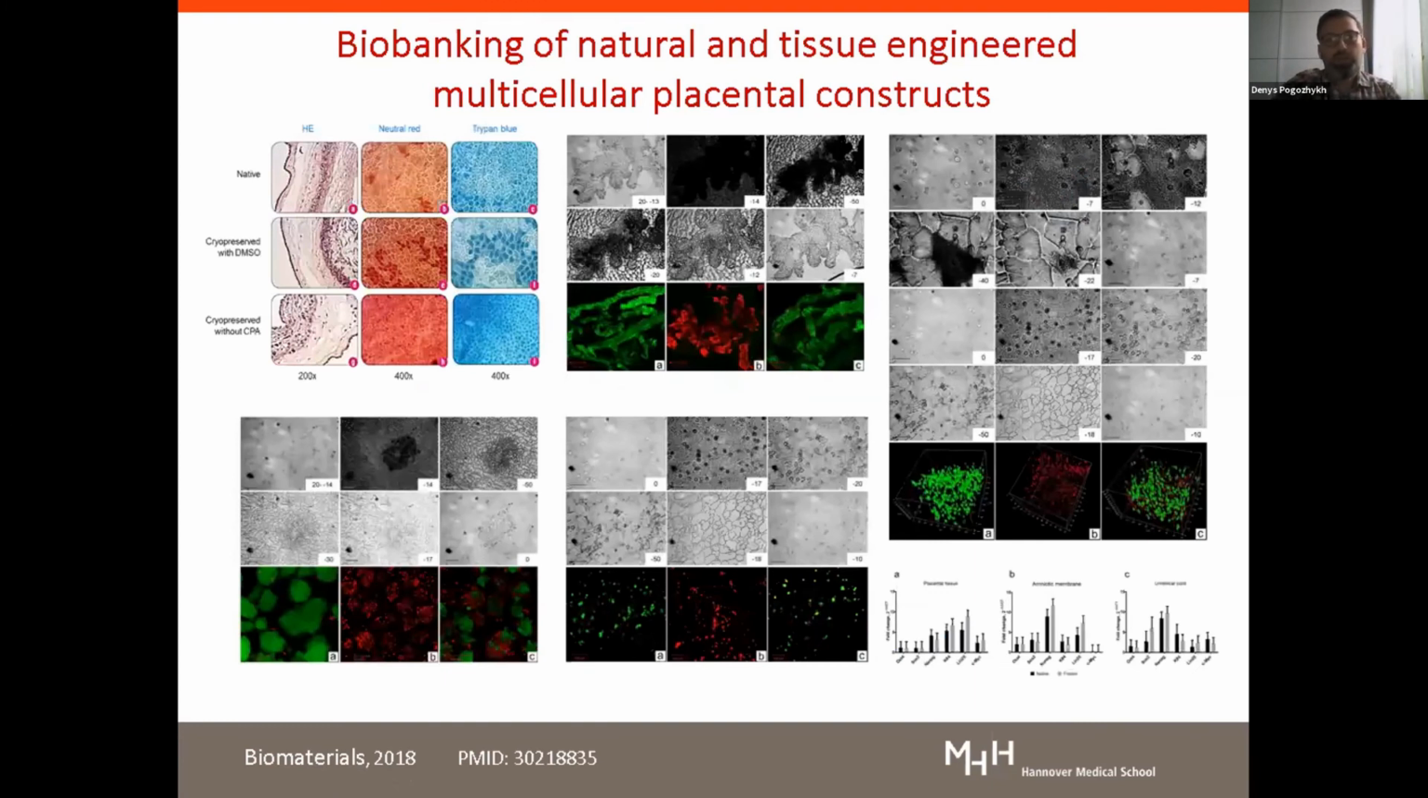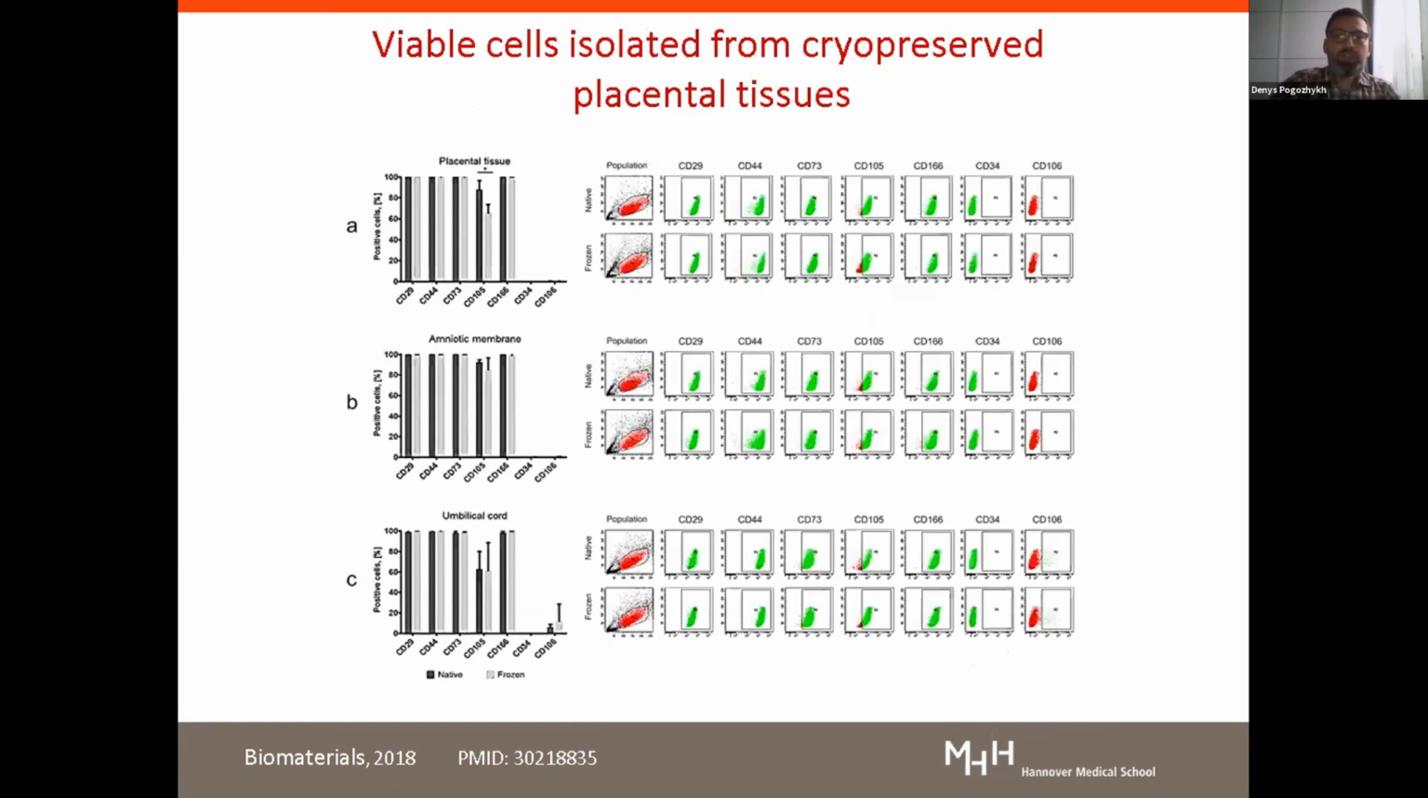We did a lot of Cryo Microscopy and other studies and characterization. It's also a topic for another talk, so I will not dwell on it here very much. But what is very important here is that from cryopreserved placental tissues, amniotic membrane, different parts of placenta like placental cotyledon tissues, and umbilical cord, we were able to isolate after cryopreservation viable cells, which completely retain their phenotype.